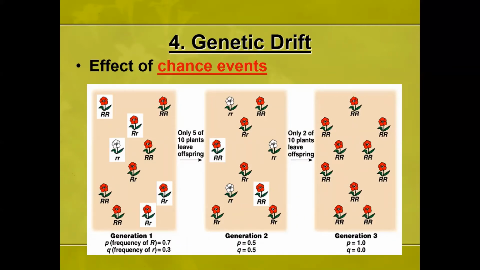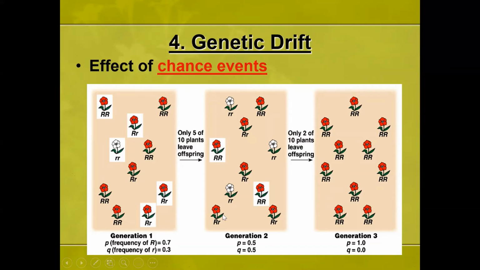Now, another agent for evolutionary change is genetic drift. And genetic drift is kind of weird. It's random freak chance events that occur that can change a population over time. For example, let's say we have a population of flowers. And notice at the beginning, we have all the genotypes. We have homozygous dominant, we have some heterozygous, we have some homozygous recessive, which are the white.